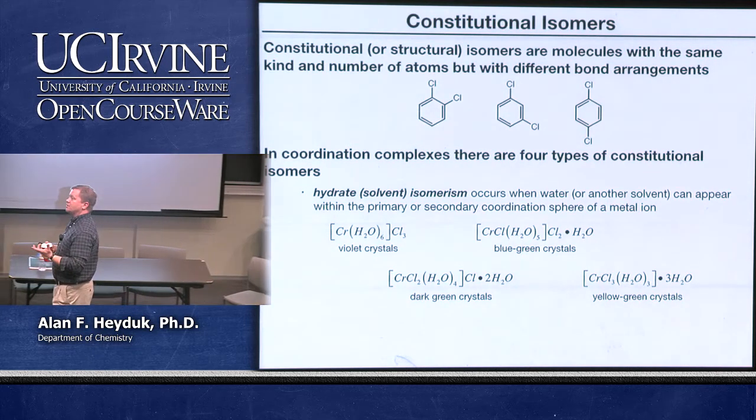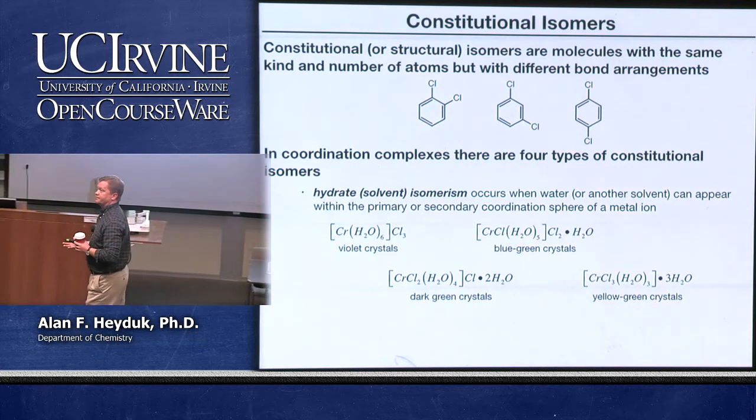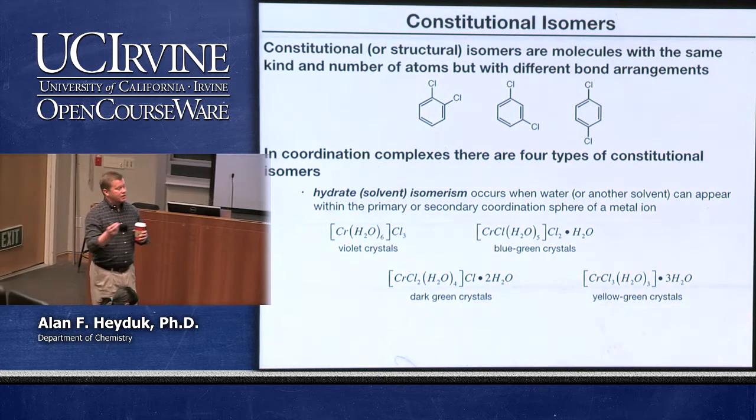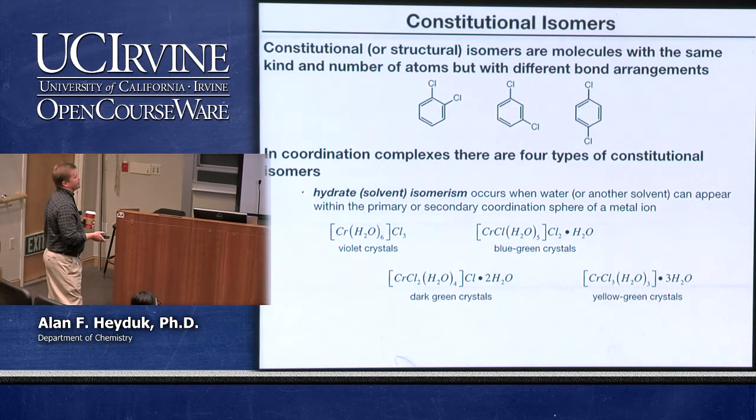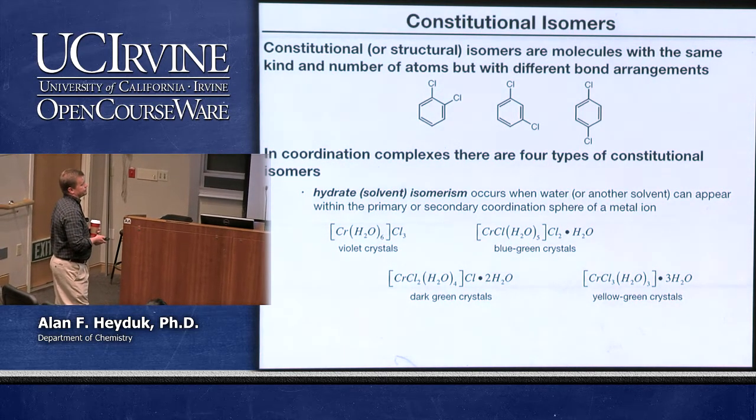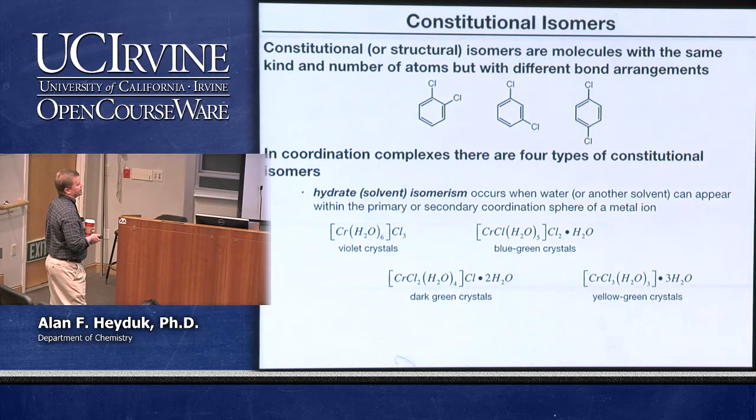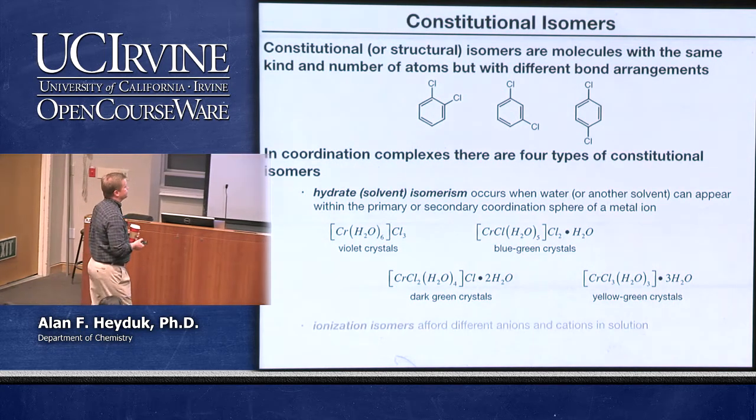So in all of these cases, the formula of the compound is staying the same. All we're really doing is changing where the waters and chlorides are carried along in the crystals. And so it's in a way parallel to these isomers of dichlorobenzene, but in a way different because we have to deal with both the primary coordination sphere and the secondary coordination sphere.